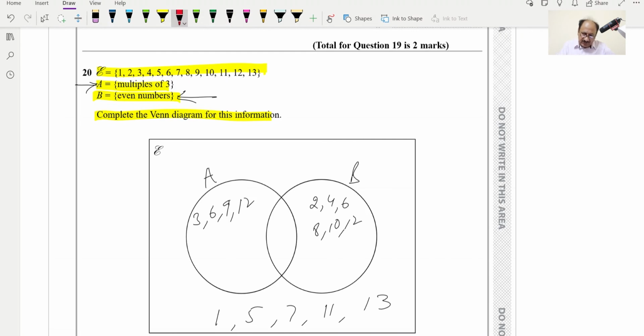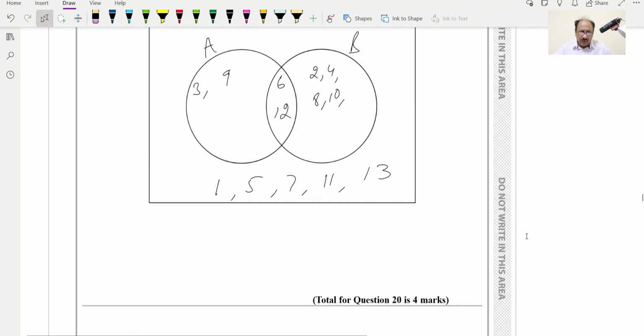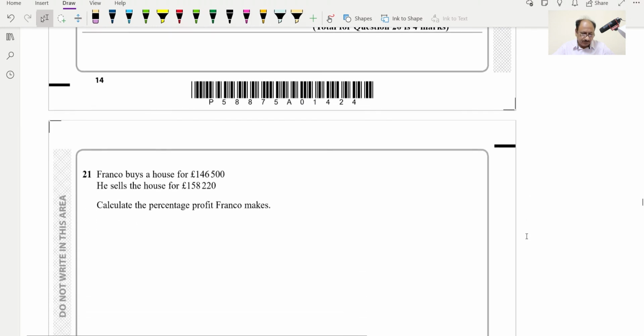For example, 6 is in both A and B, so shift 6 over here. And 12 is also in both A and B, so this 12 we will shift in the common region and we will erase from here. So I have written basically for your explanation. Hopefully you understood this. Now this will be our final answer without overlapping of numbers, and this is what's required. It's a 4 mark question. Hopefully you understood this.